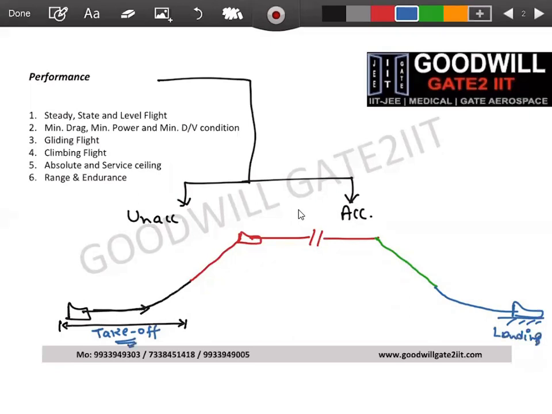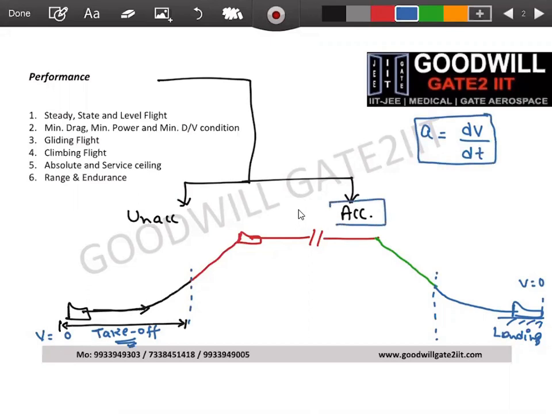Here, your velocity is increasing from 0 till some takeoff velocity. Let's say takeoff ends here. And here, let's say your landing initiates from this point and it goes to 0 velocity. So in takeoff and landing, both your velocity is changing. In one it is increasing, and in the other it is decreasing. When your velocity changes, from our basic formulas, we know a velocity change is basically known as acceleration. So whenever we have a change in velocity in any maneuver, we'll say it comes under accelerated flight performance.